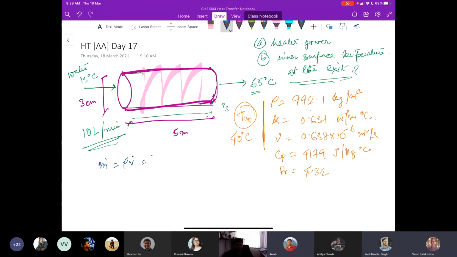So is the answer 34.55 kilowatt? Approximately, yes. 35.55 means 35.6. Right. Perfect.